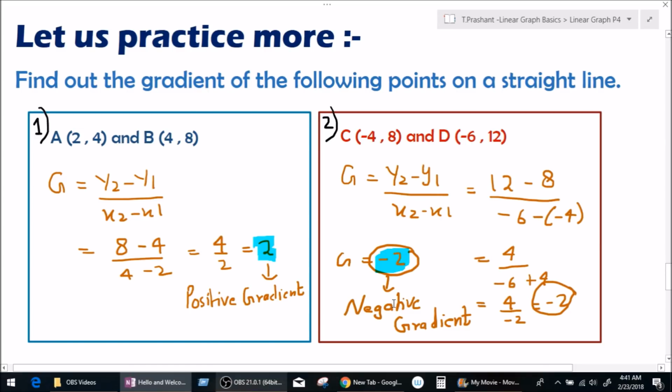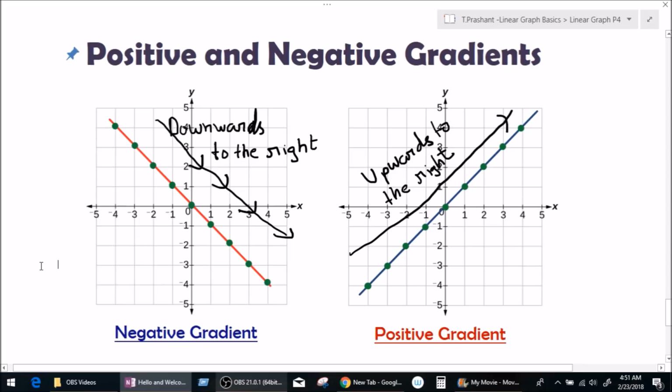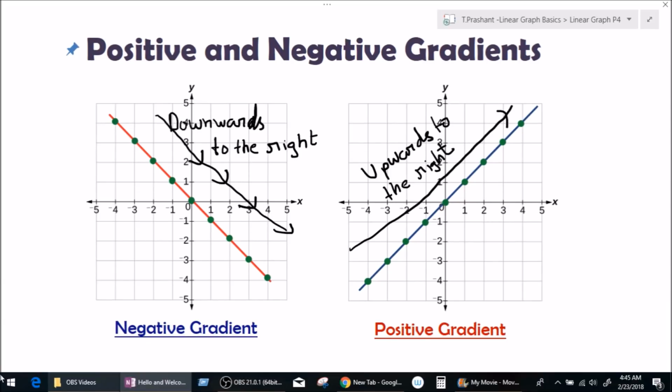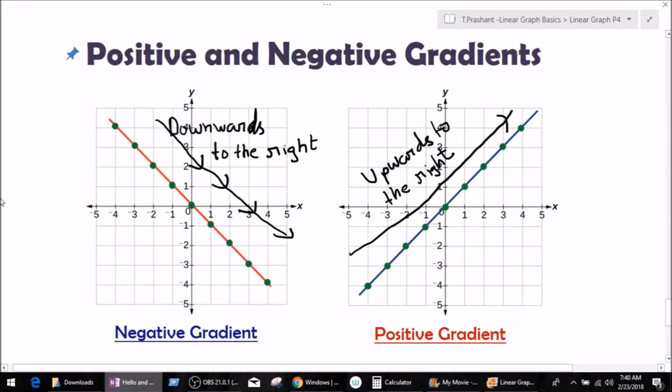Now what is a positive gradient and what is a negative gradient? This is what it breaks down to. Listen very carefully. The gradient of two points on a line which is facing downwards to the right will be negative, compared to the gradient of two points on a line which is facing upward to the right. If you don't believe me, pick two random coordinates from both graphs and find out. The gradient of the left-hand side graph will be negative and the gradient of the right-hand side graph will be positive.